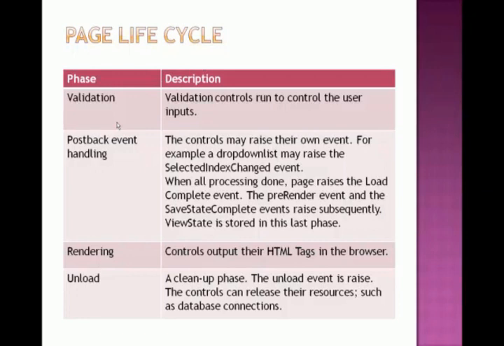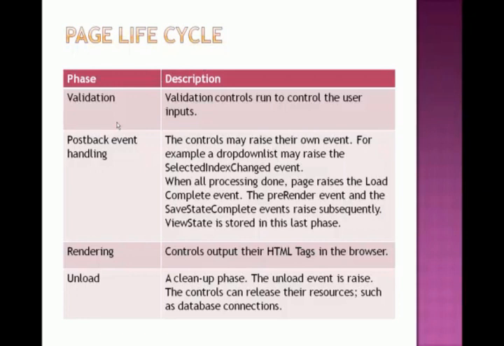And we'll see the validation of user inputs in the next couple of weeks. The post-back event handling phase is the next phase, and during this phase the controls in the page may raise their own events. For example, the drop-down list may raise the selected index changed event, and then you can use this to code and essentially to work with the data. A text box may raise the text changed event, at which point you can write a program that needs to perform tasks when the text in a text box is changed by a user.